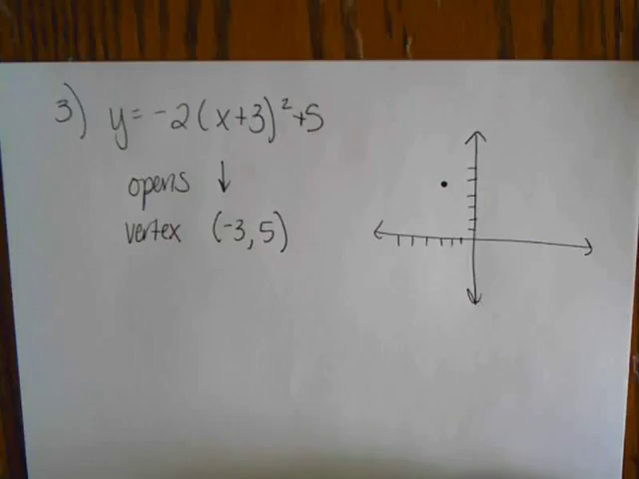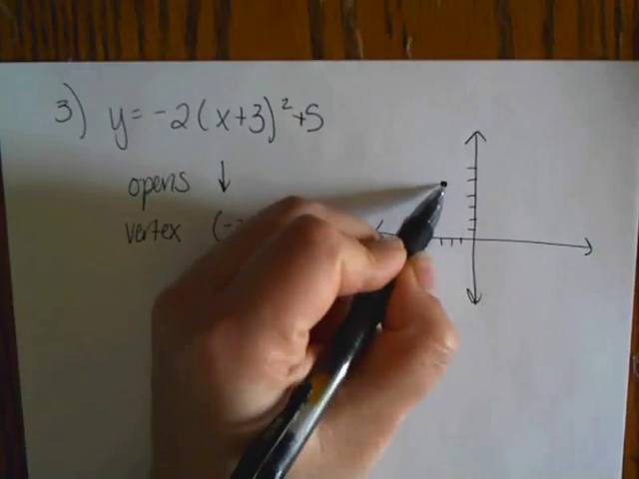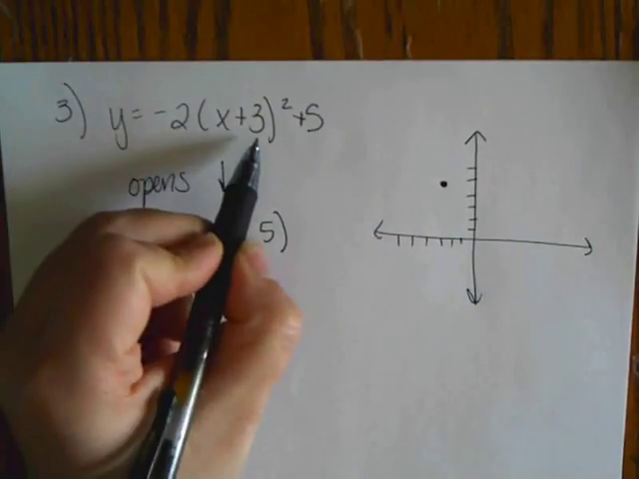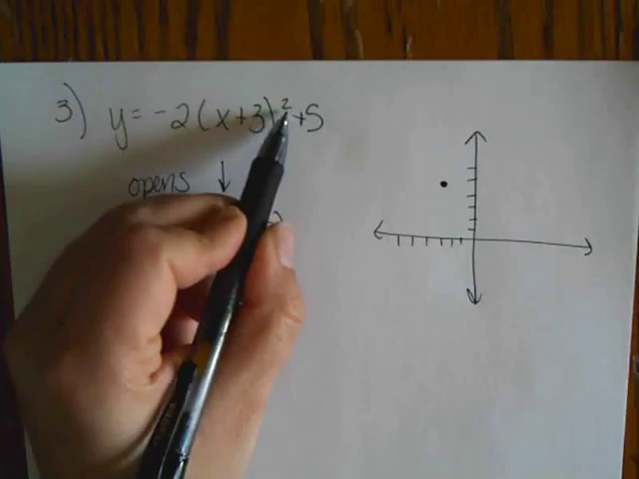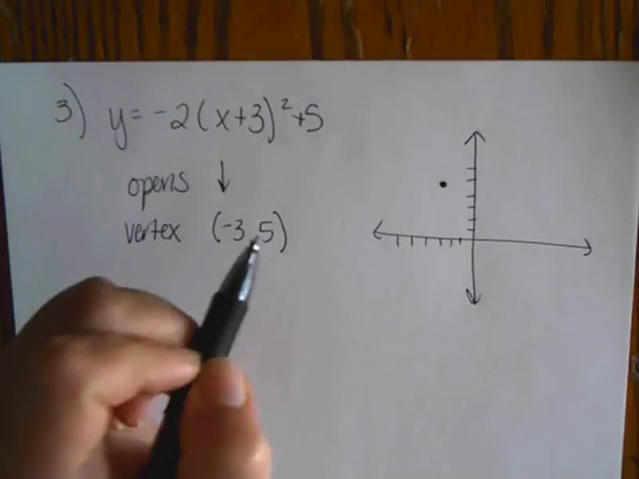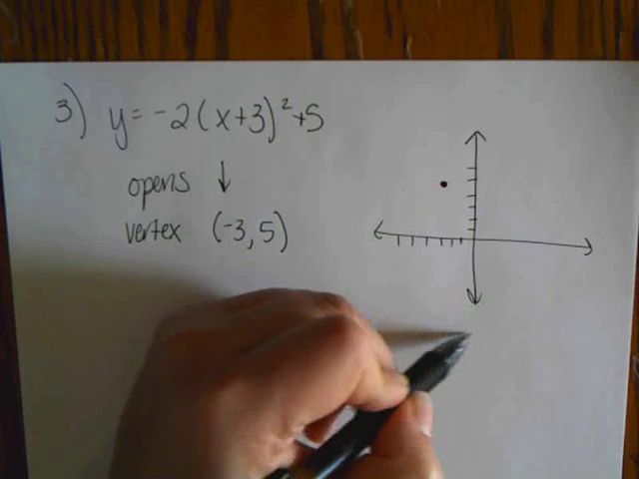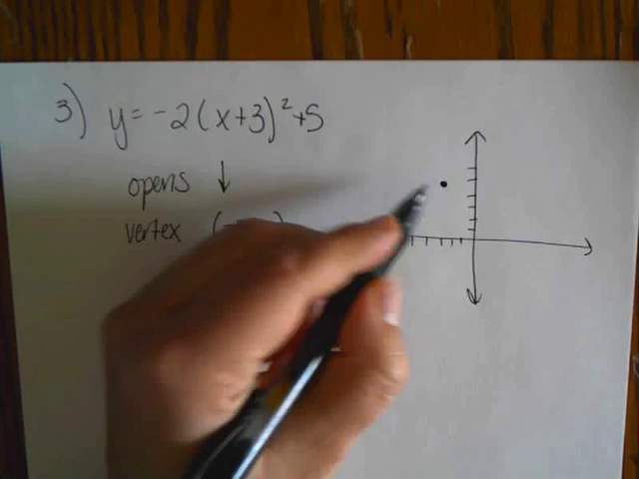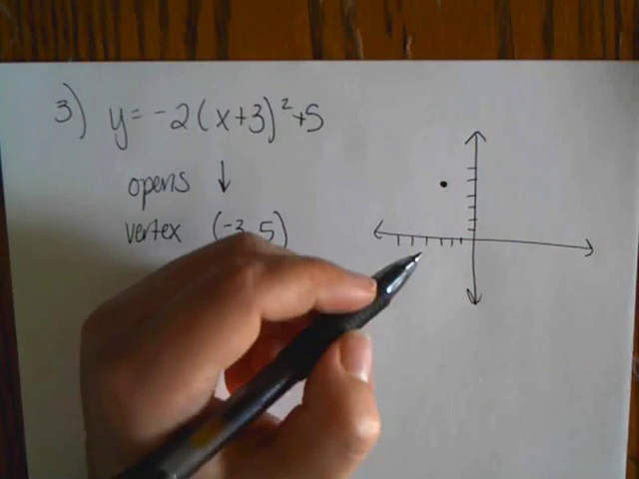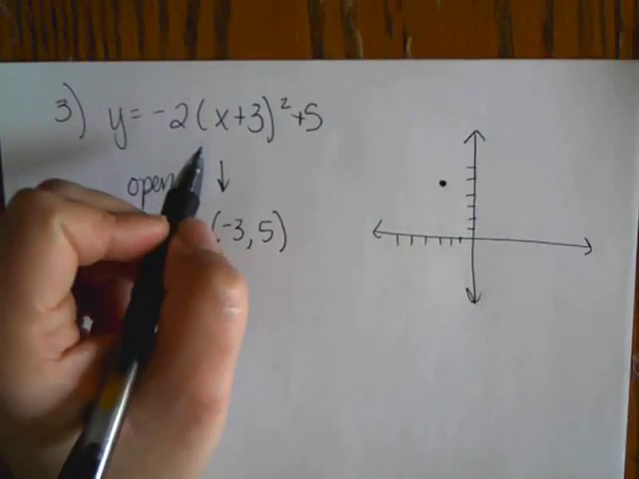And now we can always plug another point in as well. We know this is at negative 3. So if we plug even 0 in, we can see what happens. 0 plus 3 is 3. 3 squared is 9. Times negative 2 is negative 18, plus 5 is negative 13. So at 0, it's going to be way down somewhere in here at negative 13. So you can see it's going pretty narrow. It's going down very fast, and that's what that 2 tells us. It was narrower as opposed to wider.